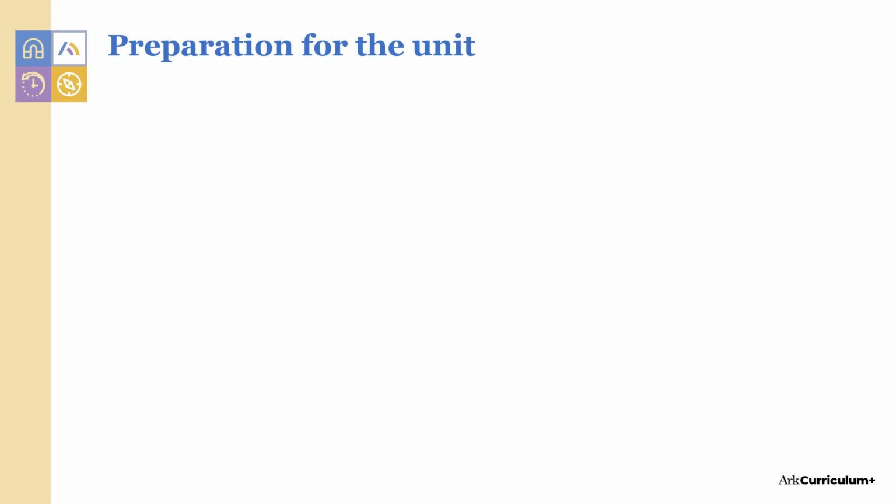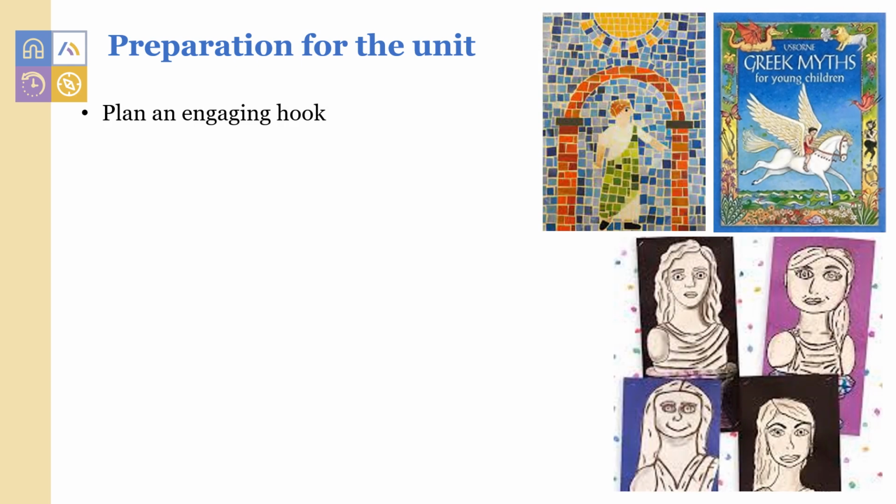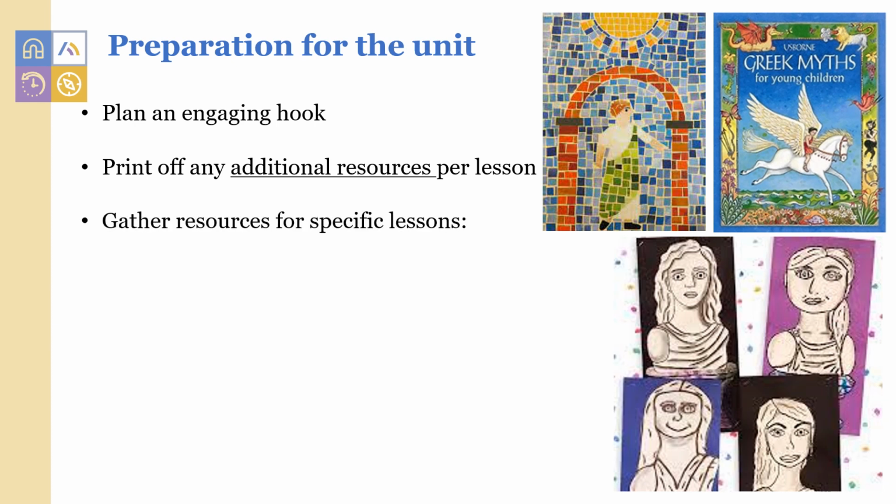For every unit, there are elements that will need to be planned in advance by the class teacher. You'll need to plan an engaging hook. You could try reading some Roman myths, show a video, or do something more creative. You'll need to print off any additional resources per lesson. Not every lesson has an additional resource, so you'll need to check before you teach. And gather resources for specific lessons.